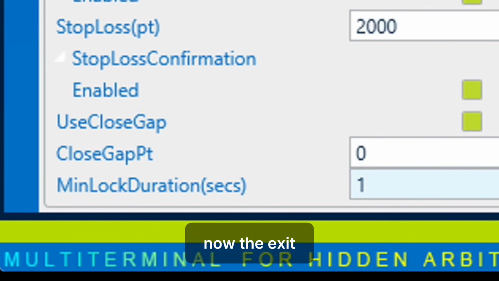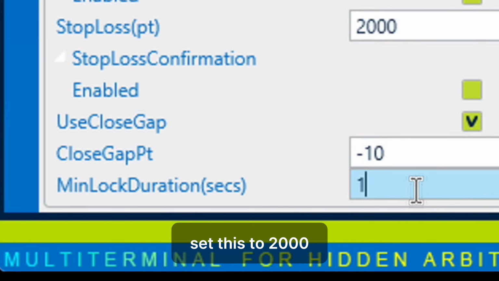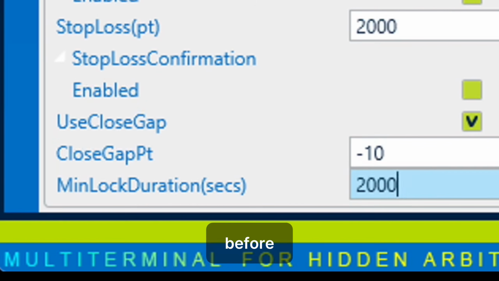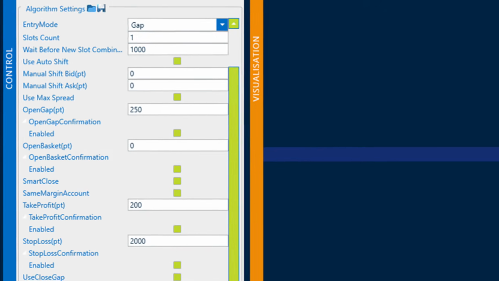Now, the exit strategy. Enable use close gap. In close gap PT, set this to -10. Why negative? We do not want to exit at 0. We want prices to cross slightly in our favor to cover slippage. Min lock duration, set this to 2000 seconds. Gold is volatile. Give the trade room to breathe before panicked closing.